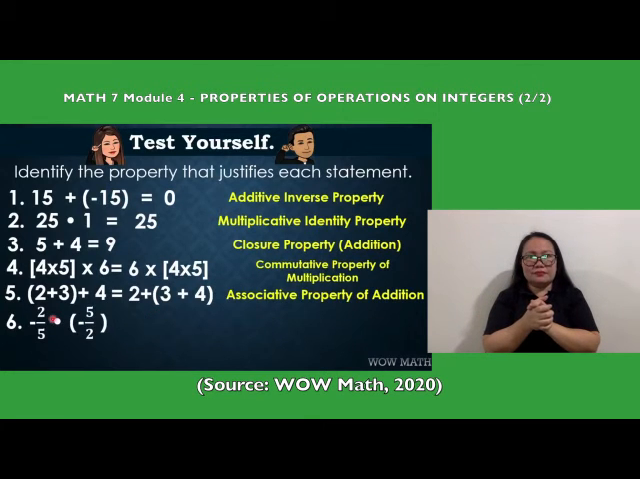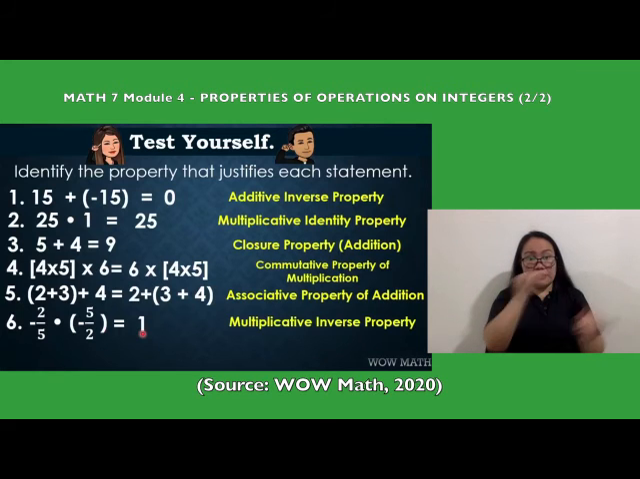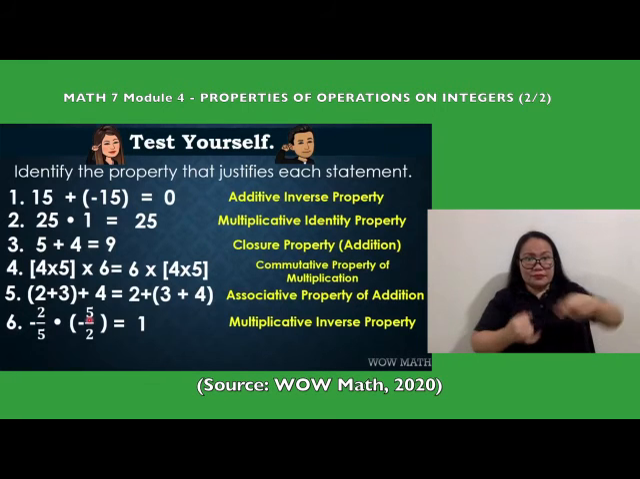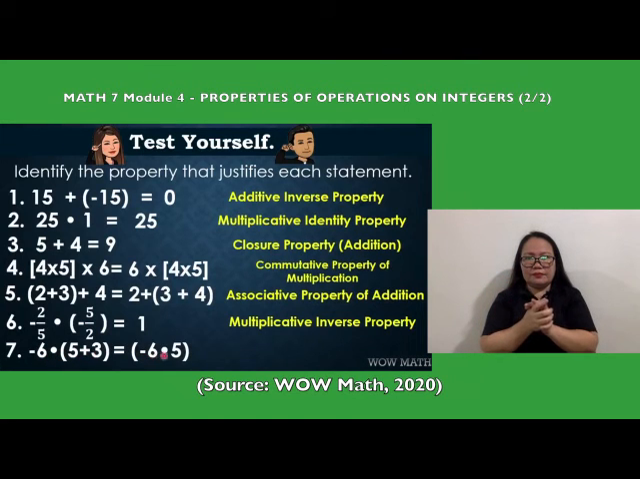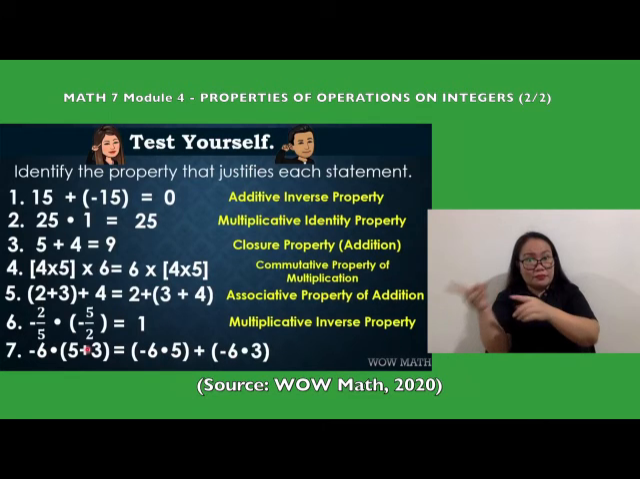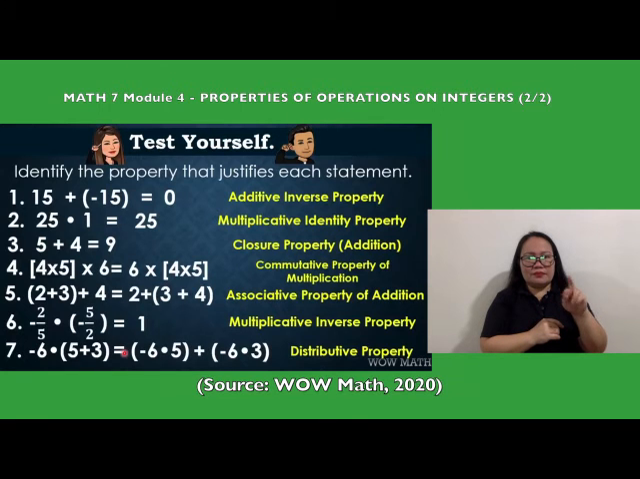Next, I have, okay, it's very obvious. Kinuha natin ang reciprocal. So, ano ito? This is, and the resulting product is 1. This is multiplicative inverse. Okay? Multiplicative inverse property. Next, I have negative 6 times the quantity of 5 plus 3, and then naging negative 6 times 5 plus negative 6 times 3. Okay, ano ito? This is distributive property.